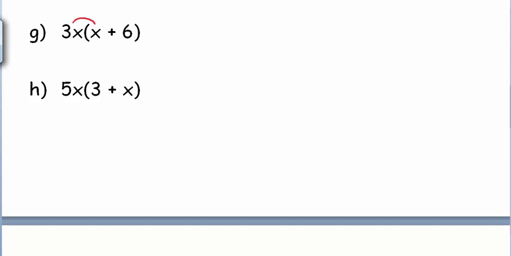3x times x. x times x always gives me x squared. I've still got the 3, so I'll simply get 3x squared. Now 3x times positive 6 is positive 18x. Try example H just yourself. Pause the video and I'll give you the solution in 5 seconds.